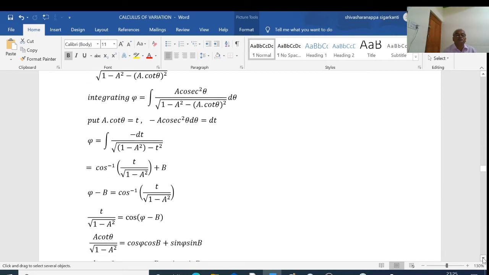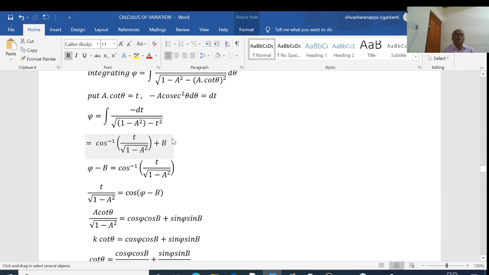Now taking b onto the left hand side, I am getting pi minus b equal to cos inverse of t by root of 1 minus a square, or t by root of 1 minus a square is equal to cos of pi minus b. And substituting for this t here, t is nothing but a cot theta, divided by root of 1 minus a square is equal to cos of pi minus b.